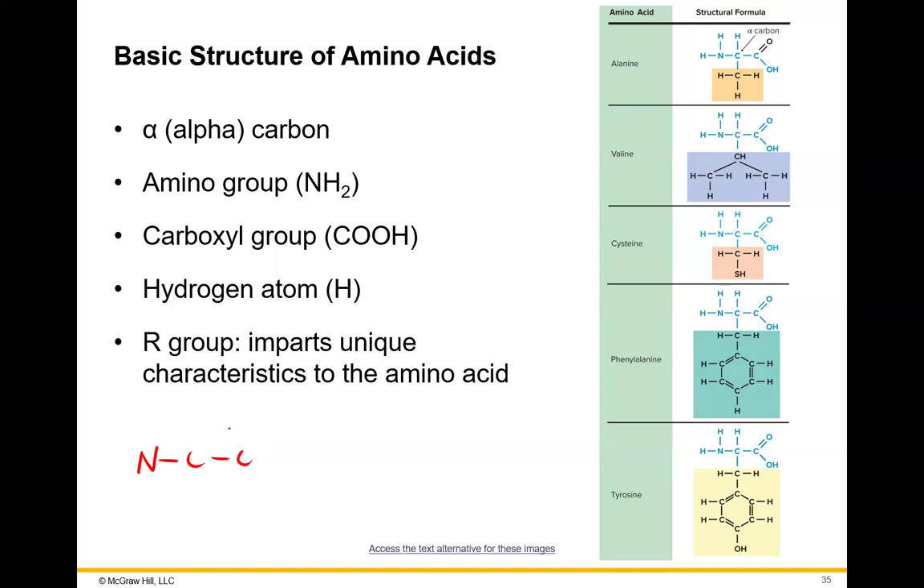N, C, C. This one was a double bond. That was an O. This is an H. Just be patient with me here. I've taught myself through it, even though I have a biochemistry degree. That should make you feel better. Even somebody who has a biochem degree still has to talk through these things. And this is it. H.